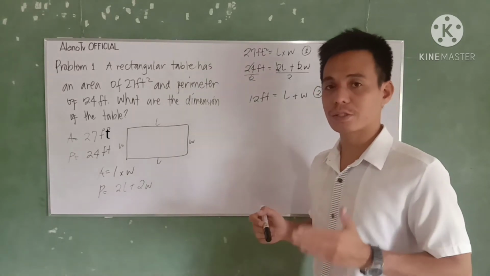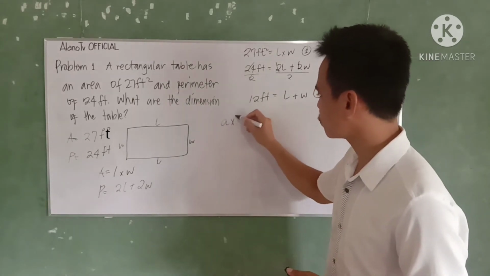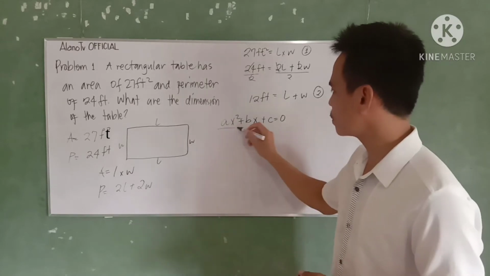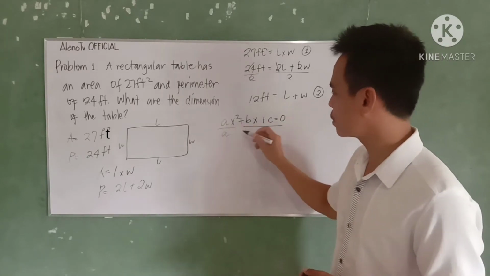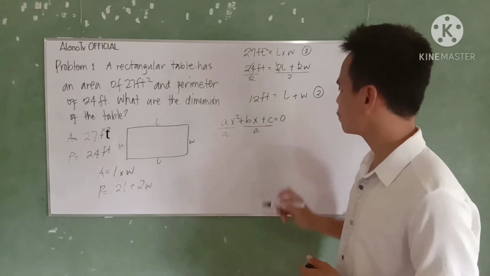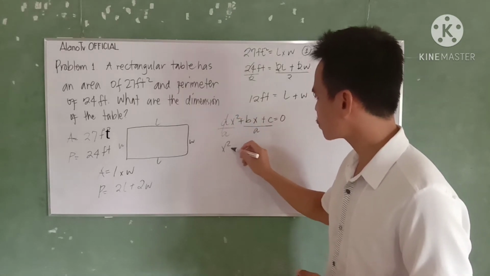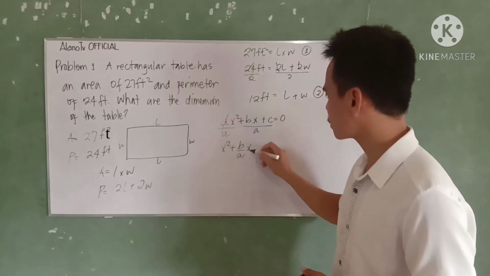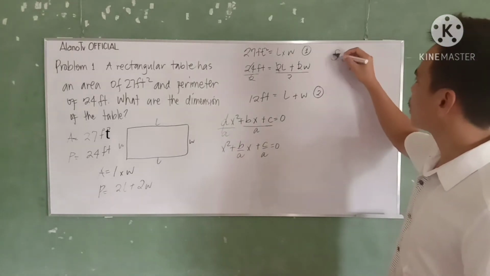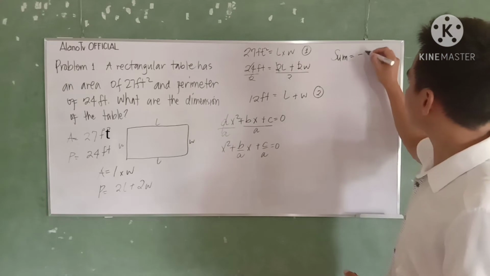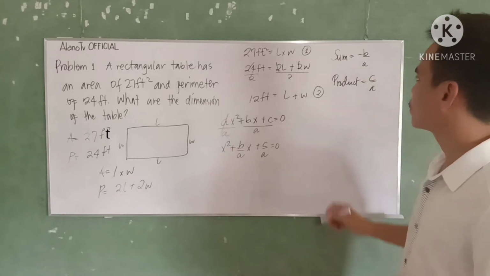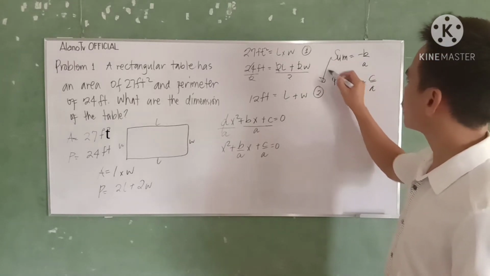So how do we get the sum and product of roots? So this is ax squared plus bx plus c is equal to 0. We can divide all sides by a. So we have x squared plus b over a x plus c over a is equal to 0. Our sum is negative b over a, and our product of the roots is equal to c over a. So therefore, this is the sum and this is the product.